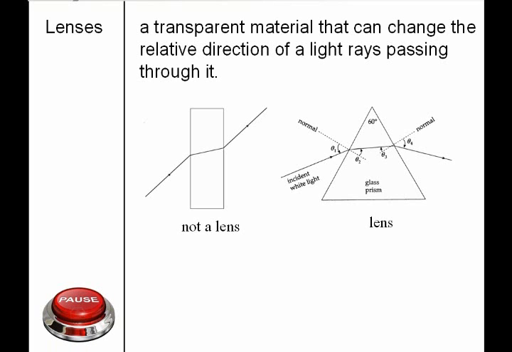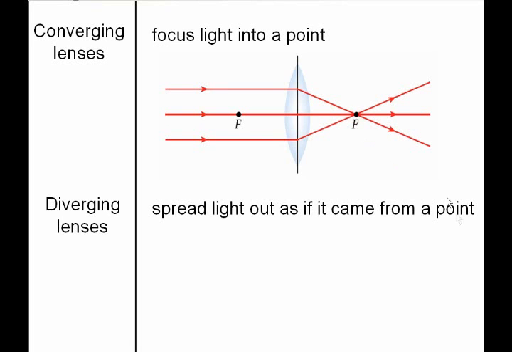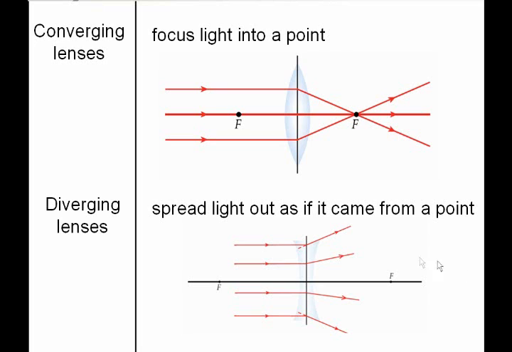Pause and copy. Converging lenses focus light into a point. Diverging lenses spread light out as if it came from a point. If we follow these light rays back, they all look like they're coming from this focus point. Quick sketch of each of these.